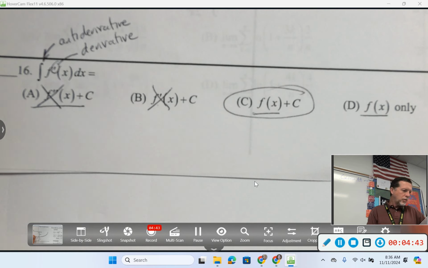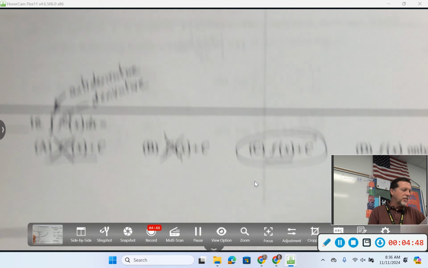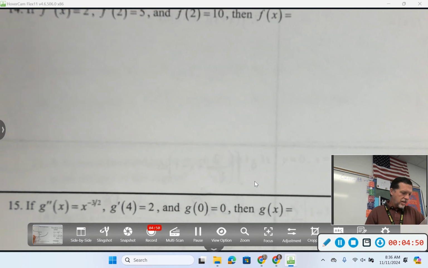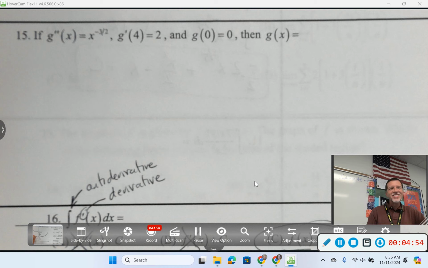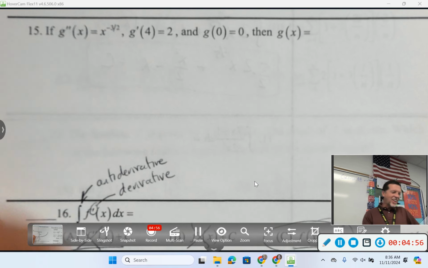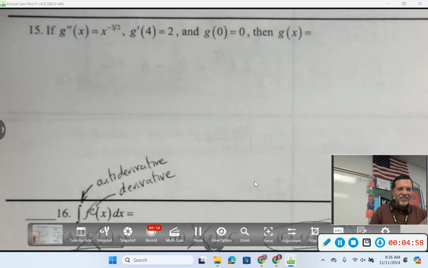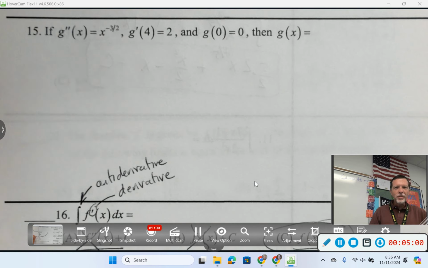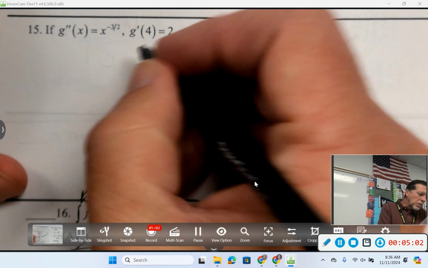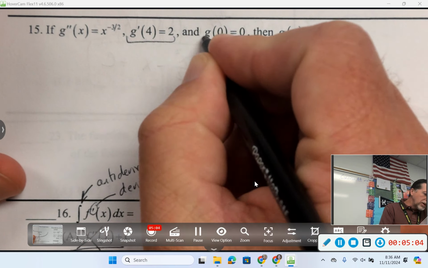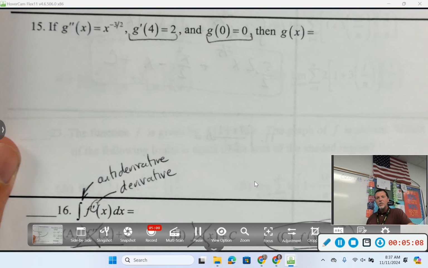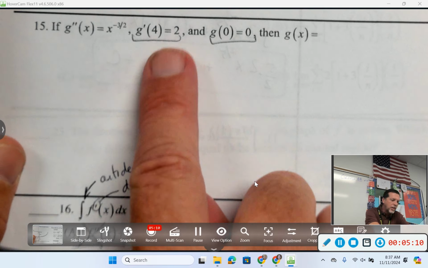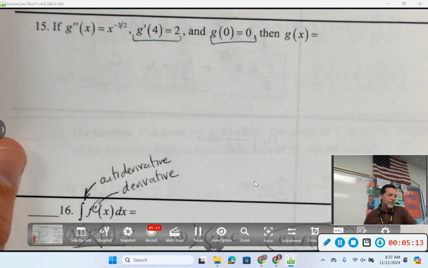How about something from 12 through 15? Then we'll hit a little bit of everything. 15, just because it looks hardest? Fair enough. 15. So the second derivative, it gives us the second derivative, and then gives us some information. Do you remember why it gives us this information? What are we going to use that for? To find C. Because when we antiderivative, a C shows up, but they've given us stuff to figure out what that C is.